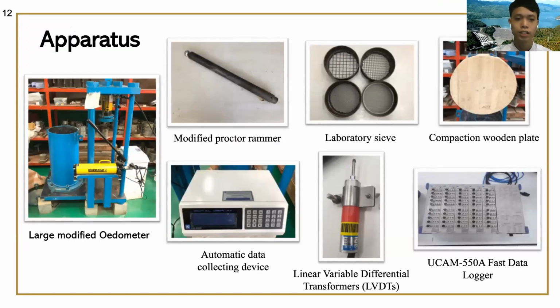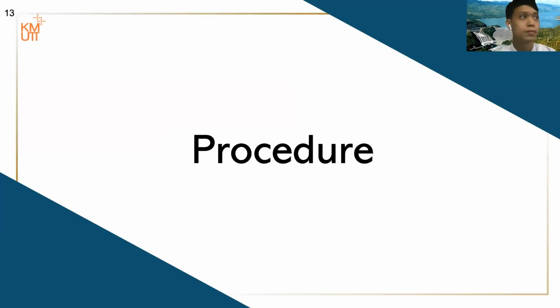The apparatus in this testing consists of the large modified odometer, modified Proctor hammer, laboratory sieve, automatic data collecting to collect the load, wooden plate, data logger, and the linear variable differential transformer, or LVDT, to measure the specimen in this testing. Next, the procedure in testing.